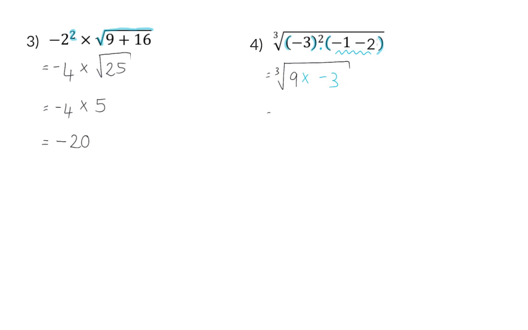Now, before I can do the cube root, I first need to do the multiplication on the inside, which will give me minus 27. And finally, I can determine the cube root of minus 27. Remember that it is only a cube root that can have a negative value on the inside, and in this case the answer will be negative 3.